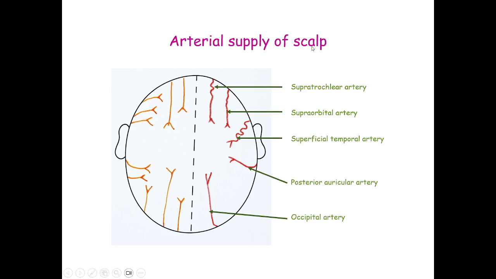Arterial supply of the scalp. In front of the ear, the scalp is supplied by the supratrochlear artery, supraorbital artery, and superficial temporal artery. The superficial temporal artery is one of the terminal branches of the external carotid artery, and the supratrochlear and supraorbital arteries are branches of the ophthalmic artery. Behind the ear, there are two arteries supplying the scalp, the posterior auricular artery and occipital artery. They are branches from the external carotid artery.